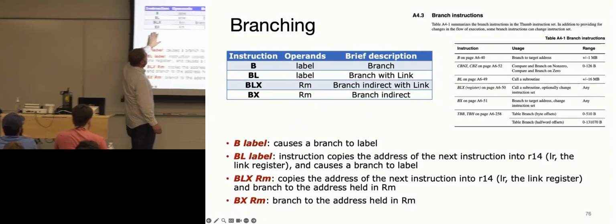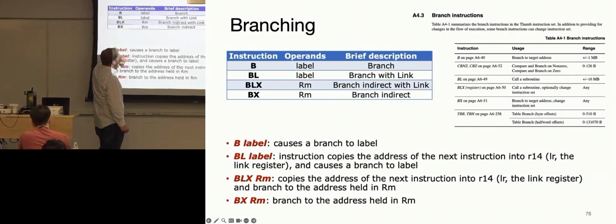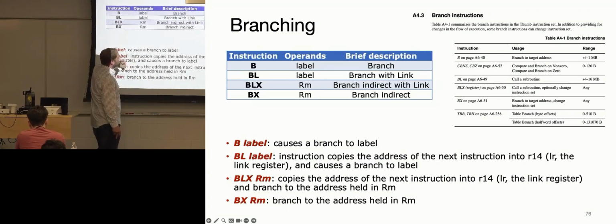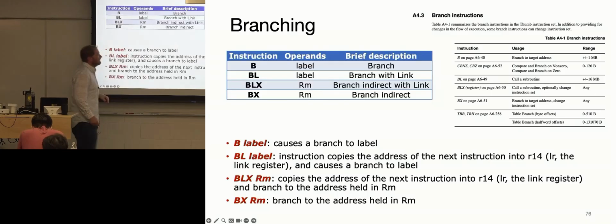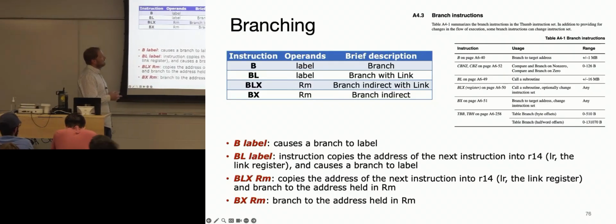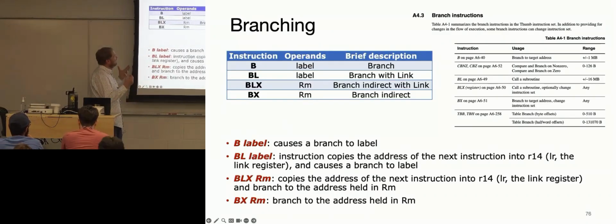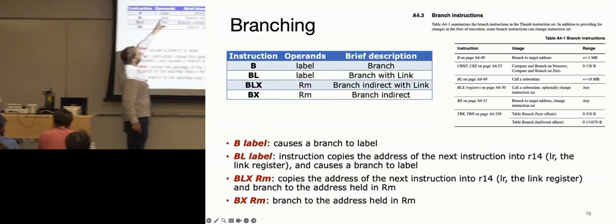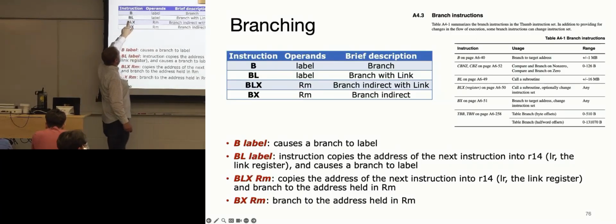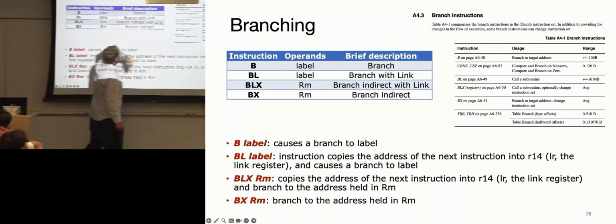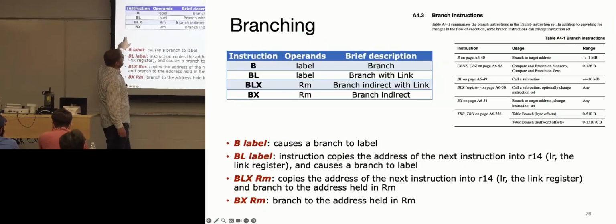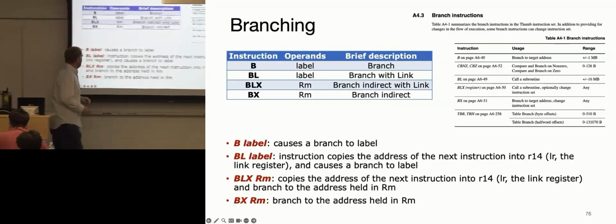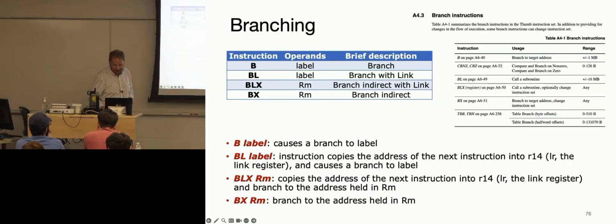So branching is very similar to what you learned in 370. You're going to branch to a label, right? A label is a place in code. When you compile into the binary, the linker will replace the label with a memory address. You can branch with the link register, you can branch with the indirect link register, and you can branch indirectly. That's probably not the most exciting part.